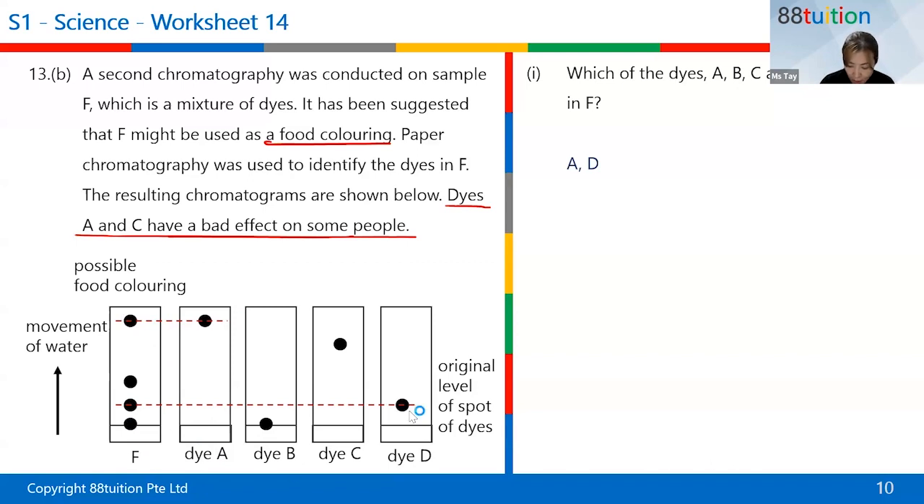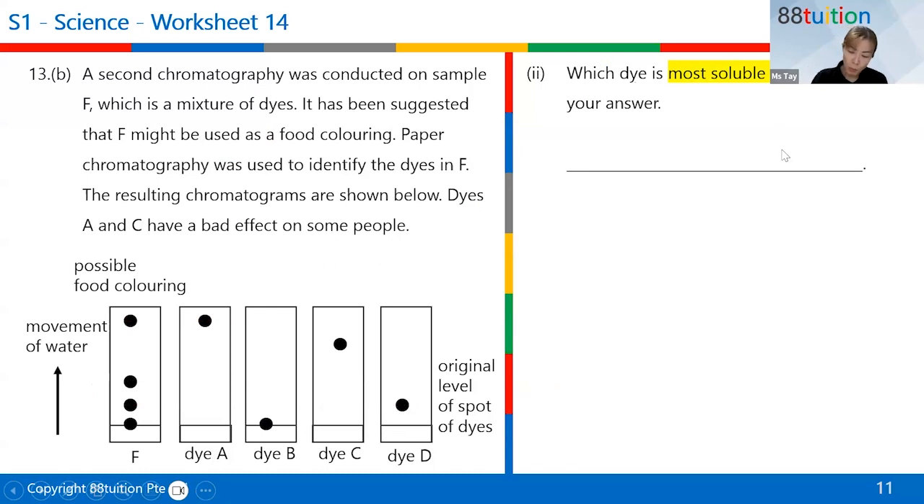You also see that there is a spot, which is dye D, appearing on the chromatogram of sample F. So we know that A and D are found inside, but there is one that is the suspicious one, right? Not okay. So if you send this kind of food sample for the authorities to check, your food will be rejected. Most of the time, they will reject. And if they find out it's something harmful, it's worse.